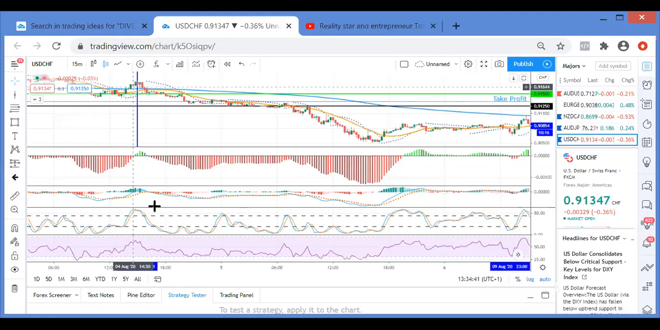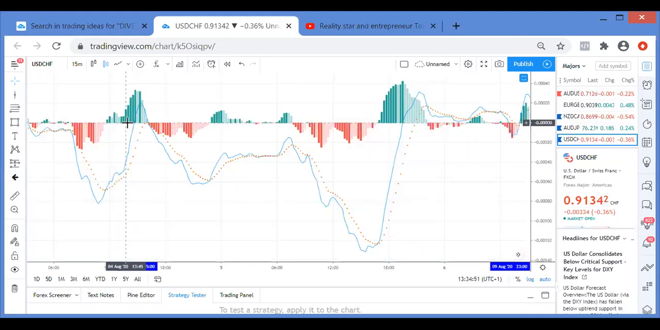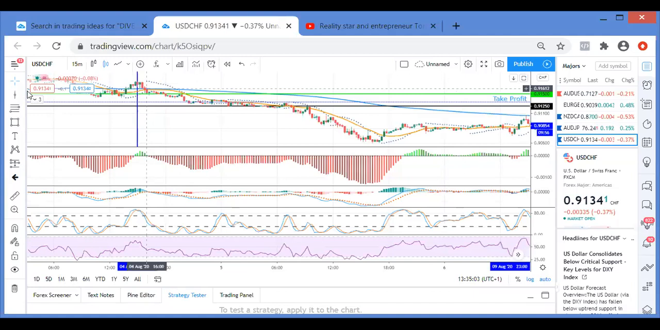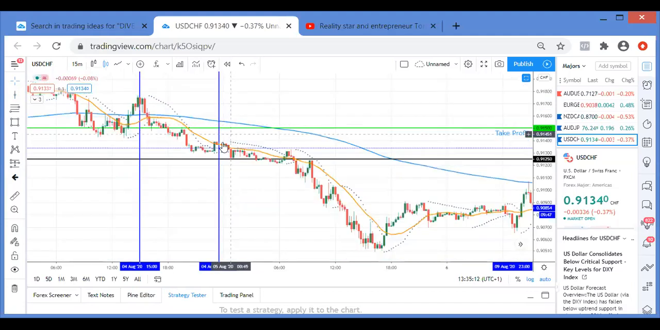Now after this green here, where's the next green? It's here. This part here. So this is one high and this is the second high. Now is this high on the market lower than this high? Yes. Because look, that second green is here. So look, this high is lower than this high.